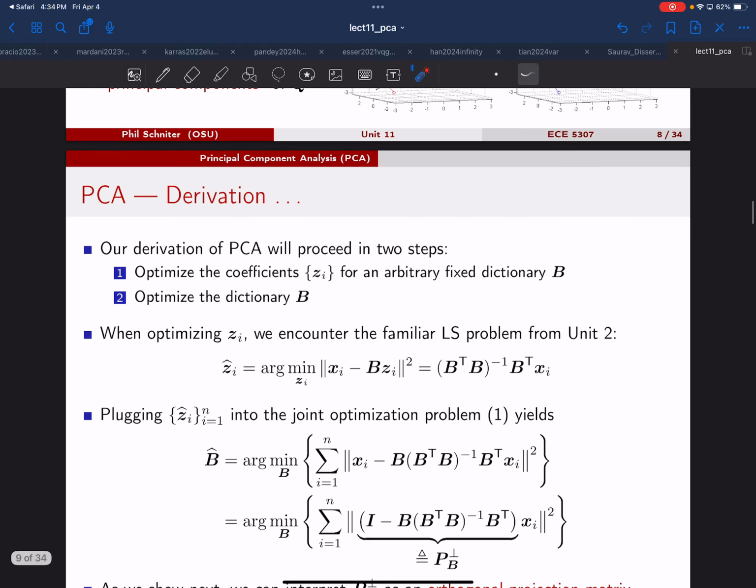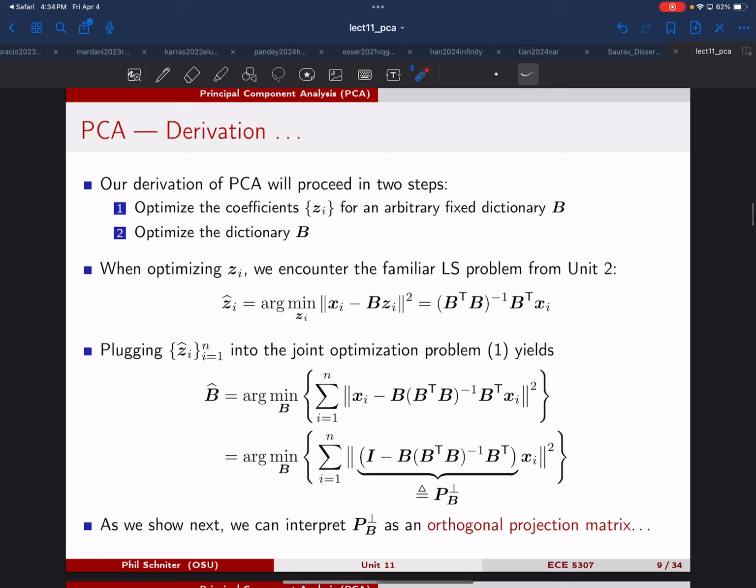So now we'll do the derivation. The derivation is a little bit involved, so we'll just go through it. But basically, the derivation has two steps. The first one is we optimize the coefficients zi, all of them, for an arbitrary fixed b. And then once we know those zi, we can plug them in and optimize b.